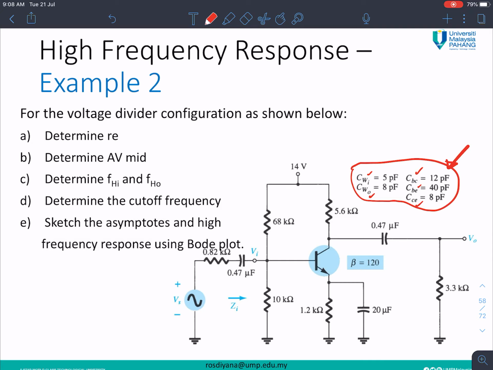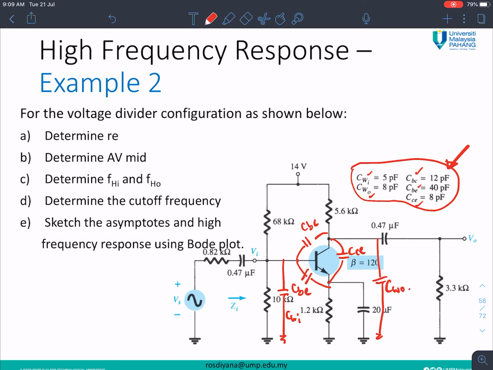So CBC is here, from B to C. CBE is here, from B to E. And CCE is here, CCE. Okay, then CW in is here, CW in. Then we have CW out.